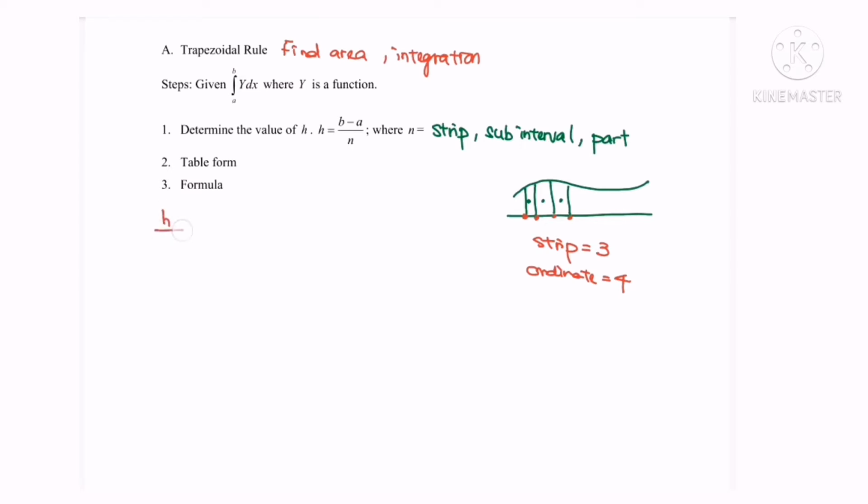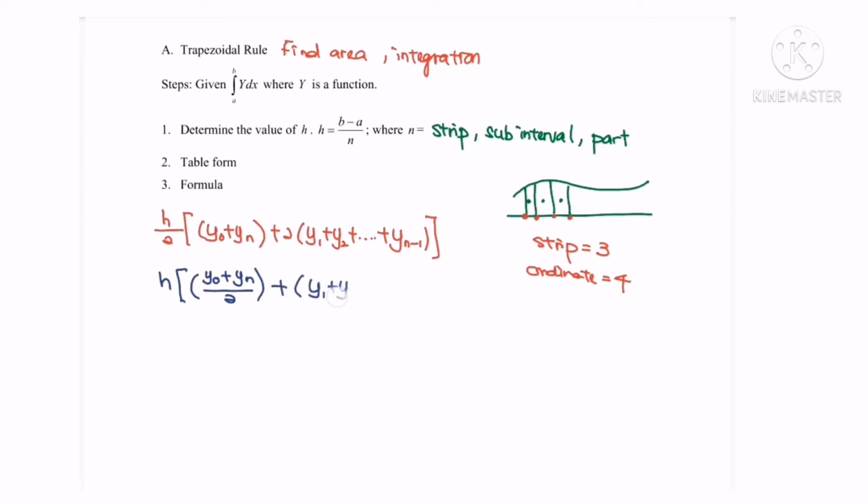Number 3, h over 2 bracket multiplied with y0 plus yn, plus 2 multiplied with y1 plus y2 plus ellipsis until yn minus 1. So that is the first formula. Or we have another formula where we multiply h with the bracket y0 plus yn over 2, plus y1 plus y2 plus ellipsis plus yn minus 1. So here is the situation for the trapezoidal rule.